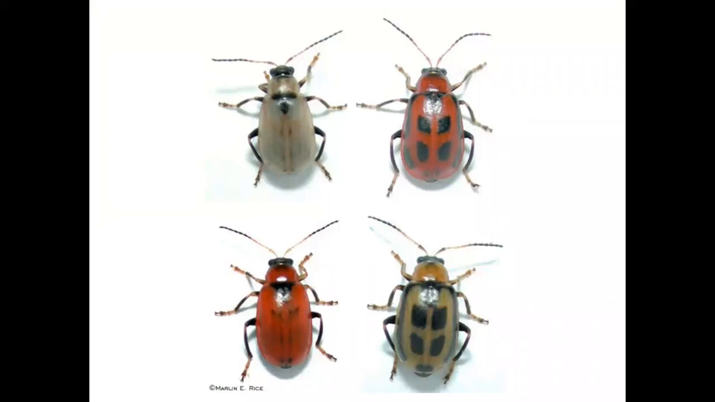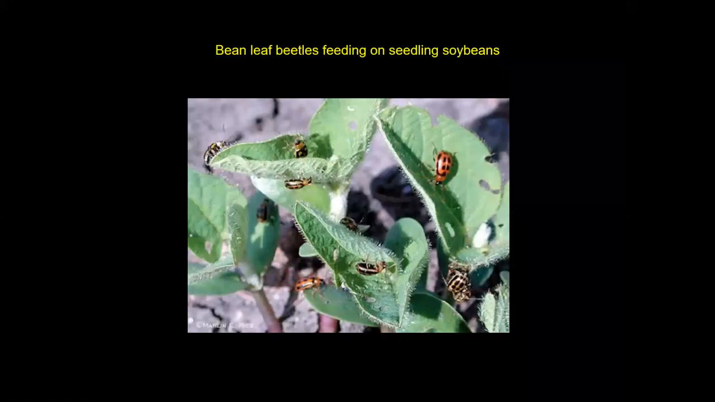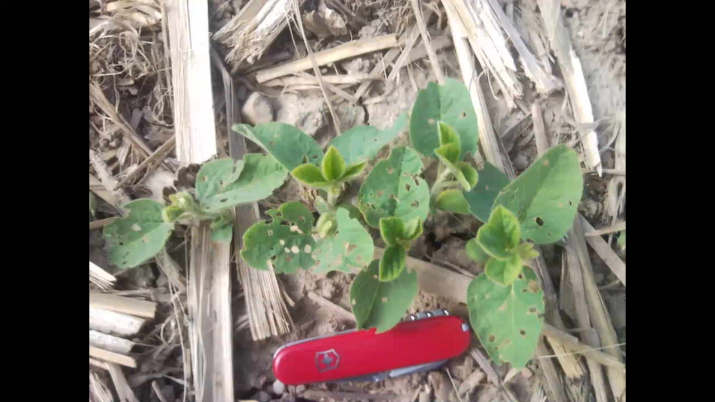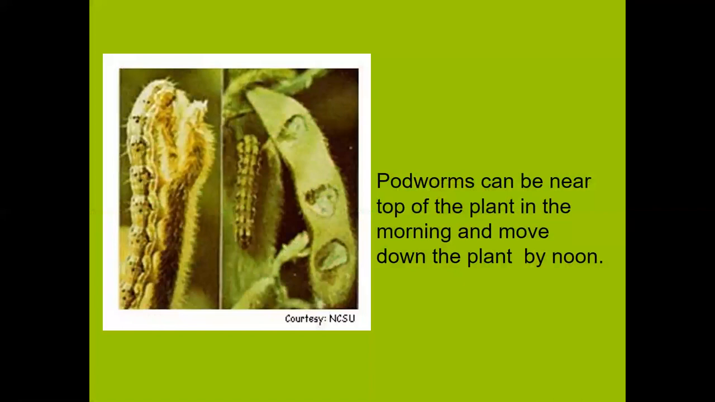Bean leaf beetles are a sporadic pest of soybeans in Alabama. They're not as serious a pest as they once were. They're different color phases. They can move into seedling soybeans and do quite a bit of damage, especially along field borders. This is the kind of feeding damage that they do. Once this damage gets to this level, I would certainly want to spray my seedling soybeans for bean leaf beetles.